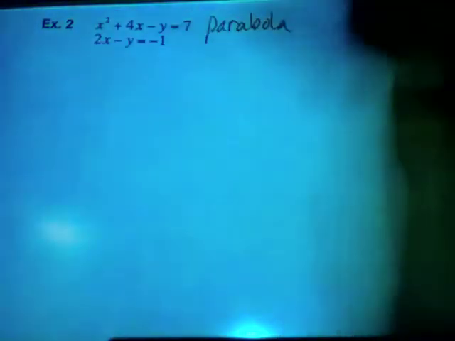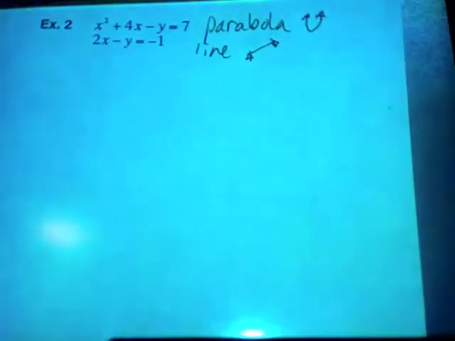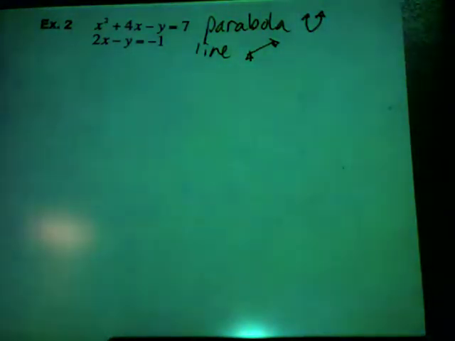So example 2, I have, isn't this going to be a parabola here? Because it's a quadratic, and then this is a line. So I have a parabola, and this parabola probably opens up, and then I have a line, it could go that way, it could go negatively.